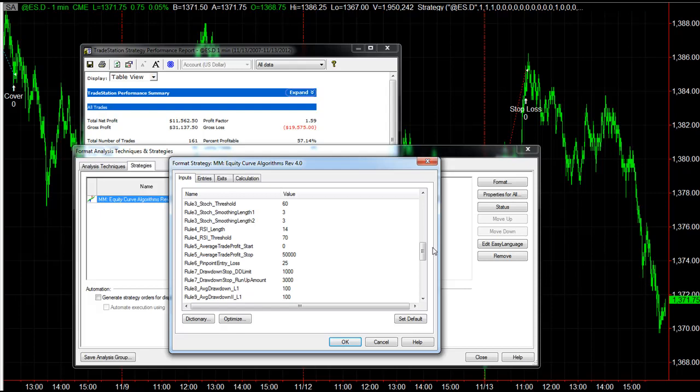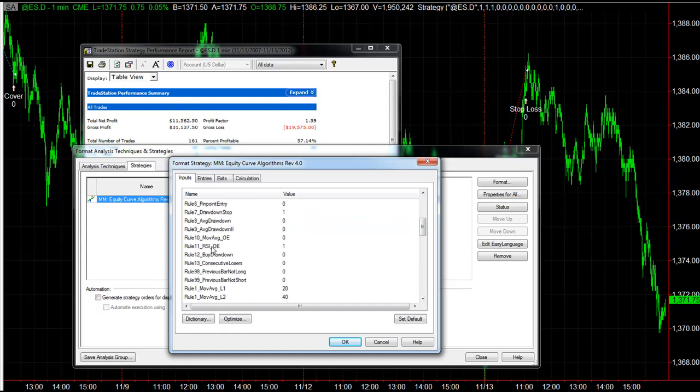The drawdown stop, this thing gets out on what rule is that? The drawdown stop is rule 7. So you come down to the rule 7 inputs. It stops on a $1,000 drawdown and it gets back in on a $3,000 run up. And so if you have a $1,000 drawdown, you just stop trading and you wait till it goes up from the lowest peak in that equity dip back up by $3,000. And so you don't trade as much. You get about half as many trades over the last 5 years if you do that.